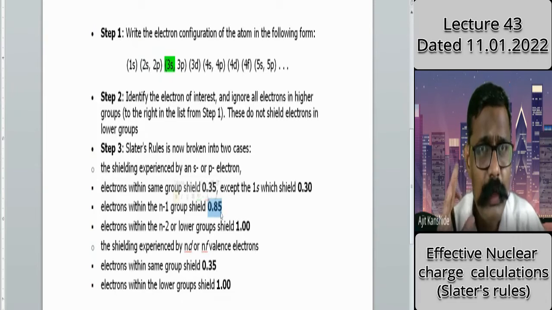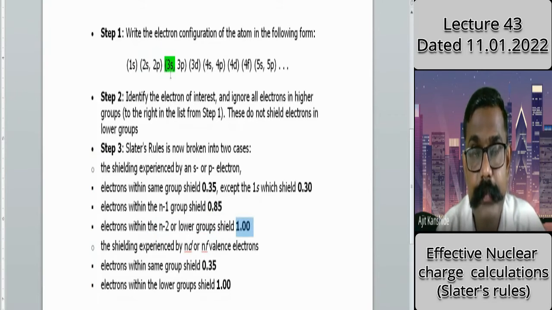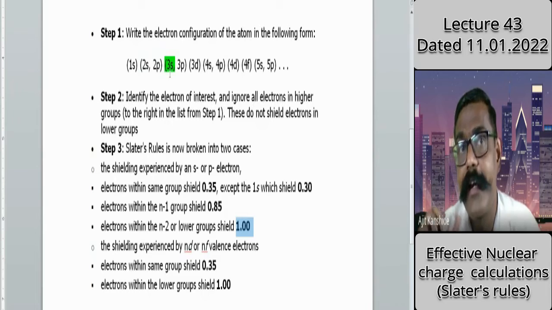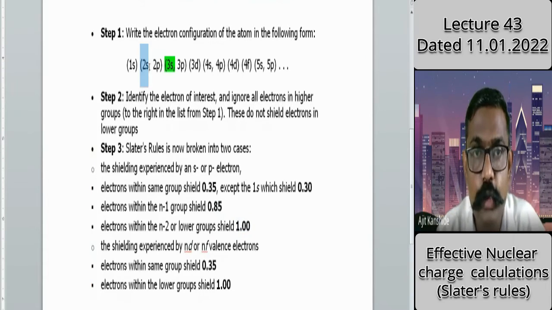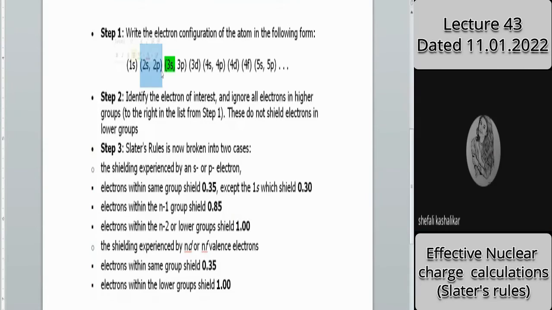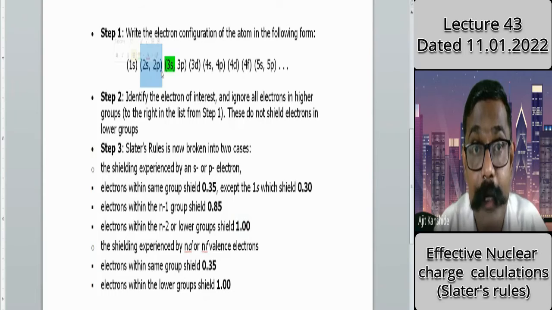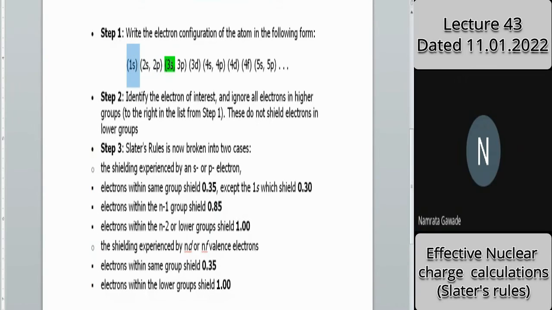Next rule, now listen. For the n-2 or lower groups, the contribution is 1. If the 3s electron is under consideration, then for 2s and 2p, which are the n-1 group, how much is the contribution? 0.85. Right, 0.85. Then 1s will have a contribution of 1.